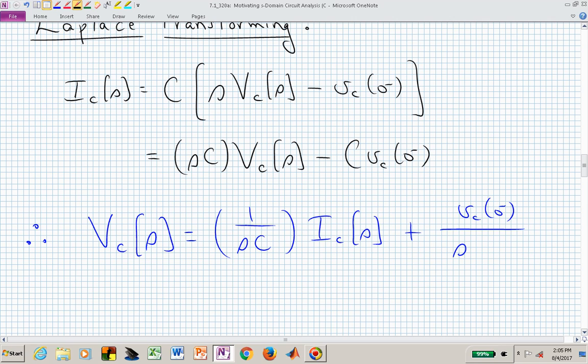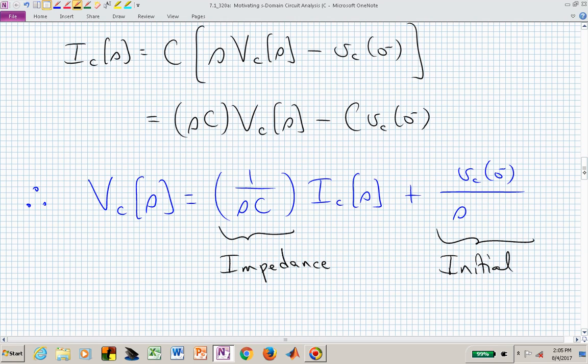And we now have a generalized Ohm's law sitting in the first term. This is our impedance associated with a capacitor. It's 1 over SC, and this second term is due to the initial condition. And this equation gives us our current-voltage relationship on a capacitor in the frequency domain.